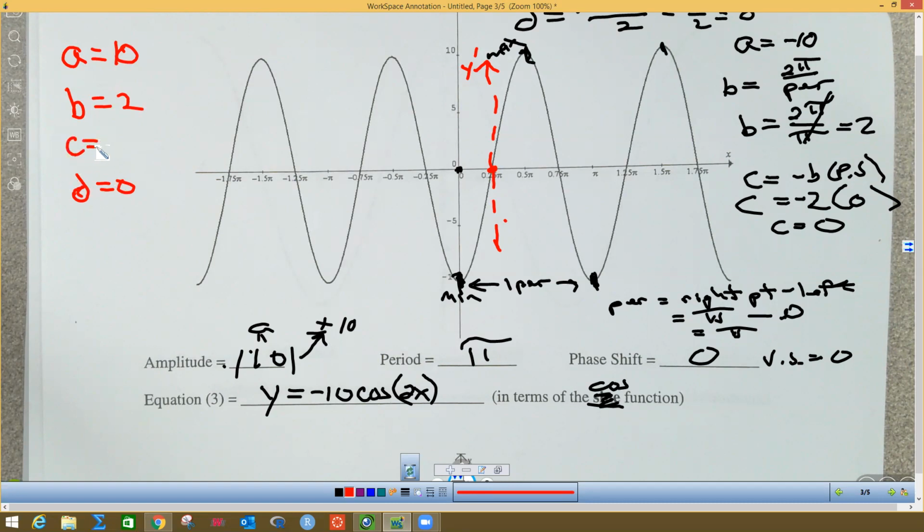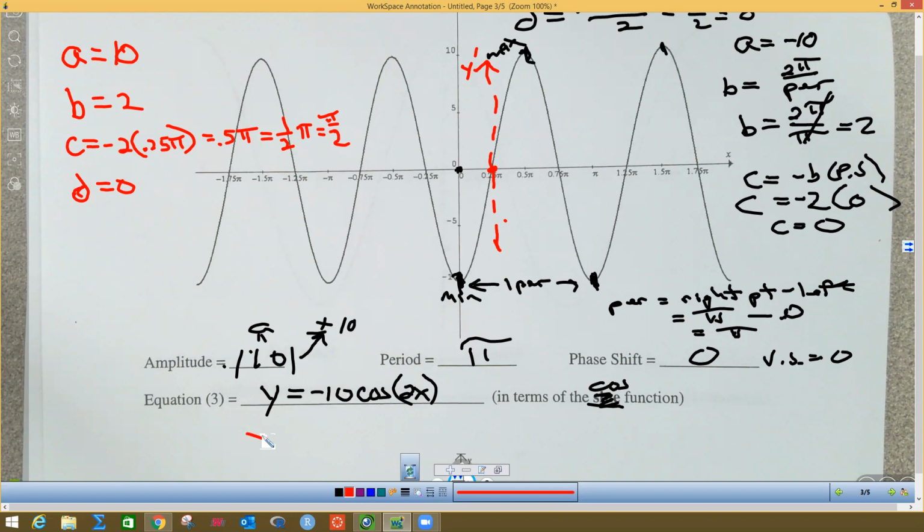So C is going to equal negative 2 times my phase shift. Where did I move this dot? From here to here. How far did I move it? Anybody tell me? 0.25 pi, which will equal 0.5 pi. I don't really like decimals, so I'm going to make it a half pi, which is pi over 2. So there's my C for the next one.